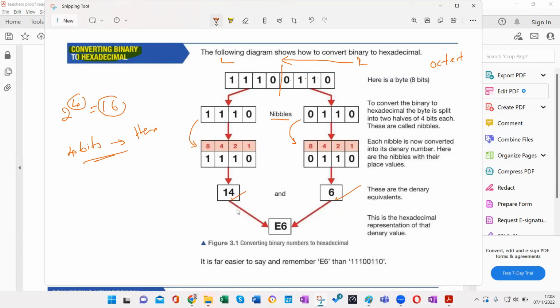Now the question is, are we going to show 14 like this, or are we going to use a character? Yes, we can't represent 14 like this. 14 is E in hexadecimal. So the final answer is E6. Is that clear?